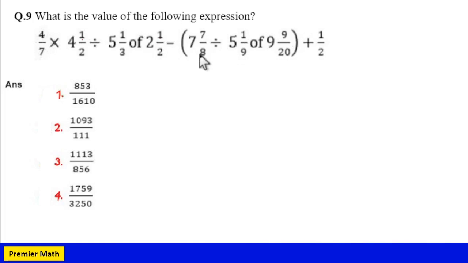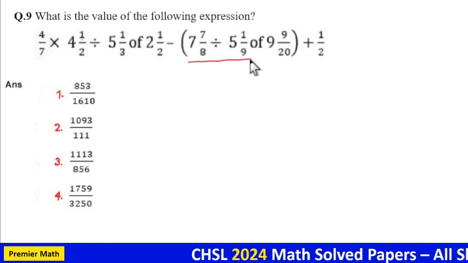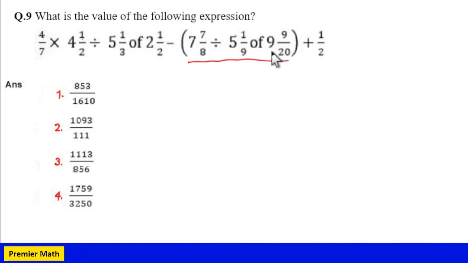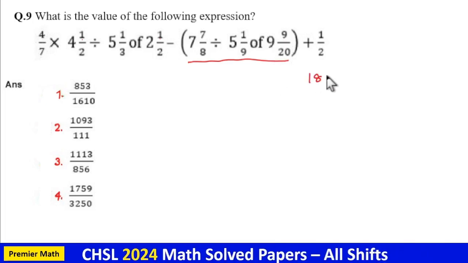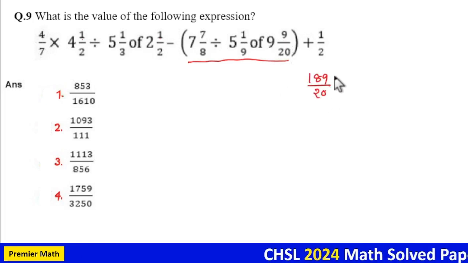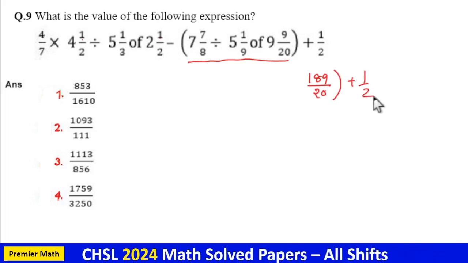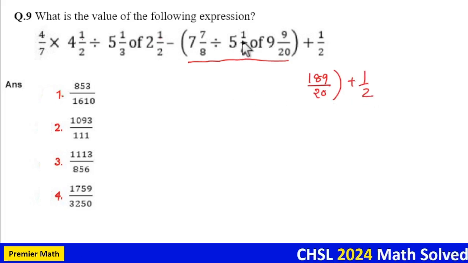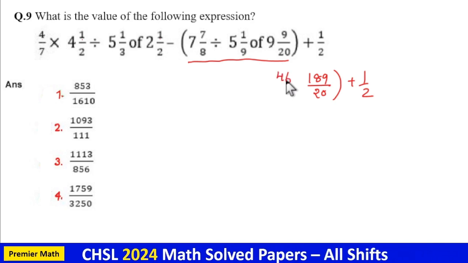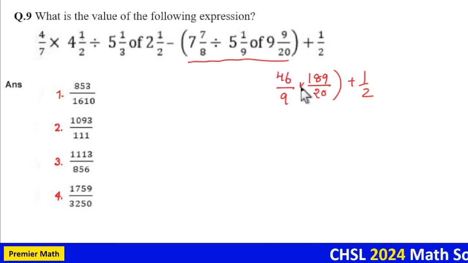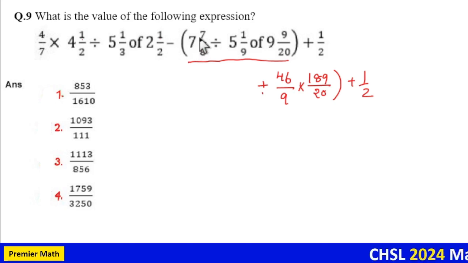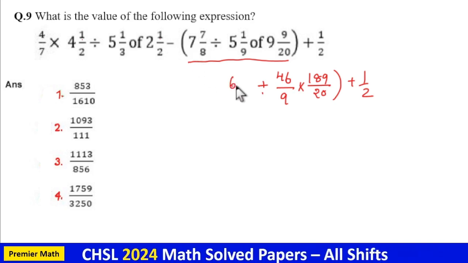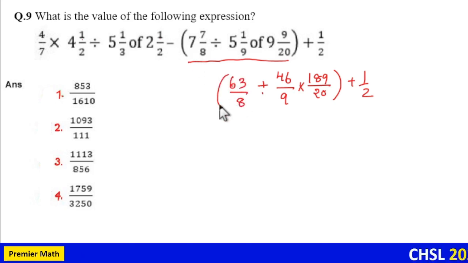What is the value of the following expression? Here solve this bracket first. 9 into 20, 180, 180 plus 9, 189. So this is equal to 189 by 20. Now 5 into 9, 45, 45 plus 1, 46. So 46 by 9. Here 7 into 8, 56, 56 plus 7, 63. So this will become 63 by 8.